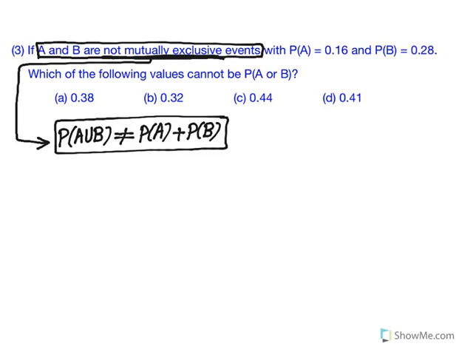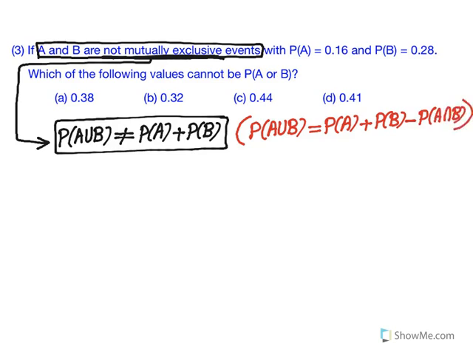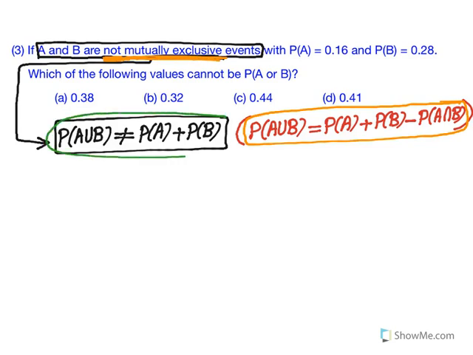If you want to know the right rule to use, if they are not mutually exclusive, then the probability of A or B will be equal to the probability of A plus the probability of B minus the probability of A and B. This is the real general rule for the OR probability. But in our case, they said from the beginning not mutually exclusive. So immediately they're telling us that these two numbers cannot be the same.